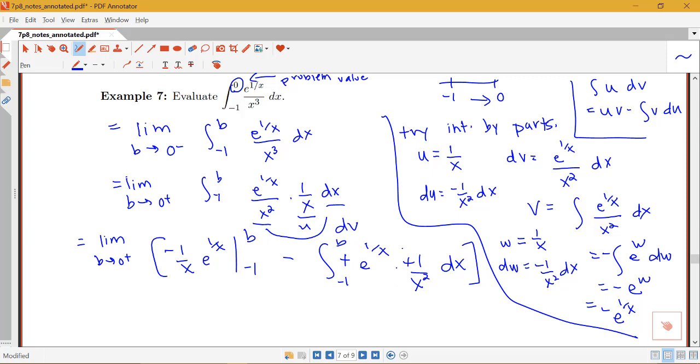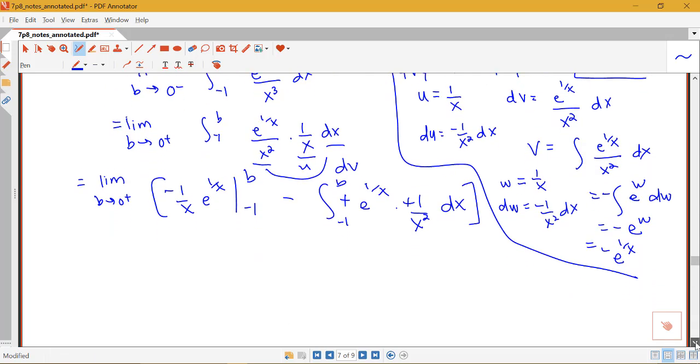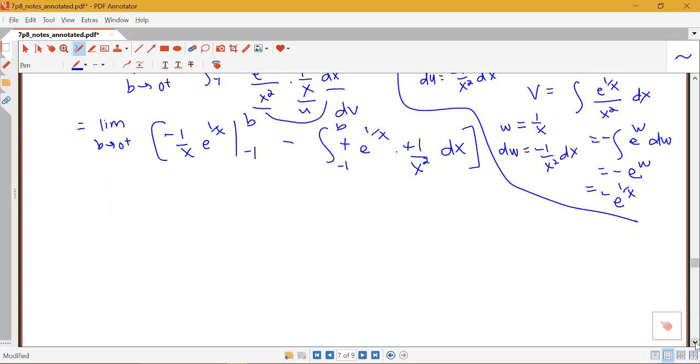And notice that what I'm integrating here is e to the 1 over x times 1 over x squared, which is exactly what we already integrated over here when we were finding our v. We had the integral of e to the 1 over x squared. So we don't have to redo the u substitution. We can use what we just found, and we know that this antiderivative here is going to be negative e to the 1 over x.